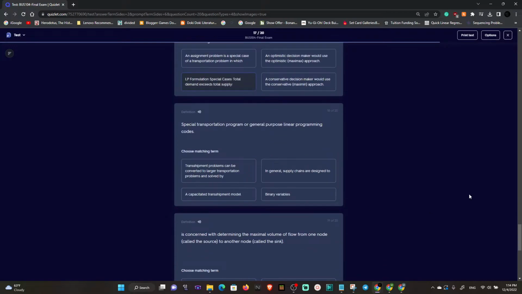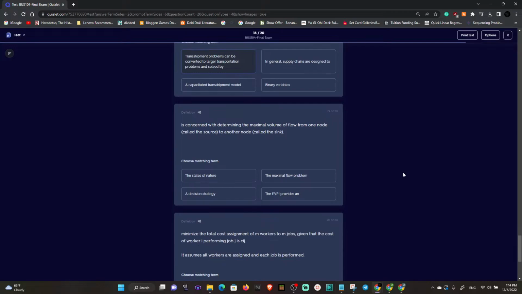Special transportation problem or general purpose linear programming codes. Those would be a capacitated transshipment model. Transshipment problems can be converted to linear transportation problems and solved by that. Is concerned with determining the maximal volume of flow from one node called the source to another node called the sink.